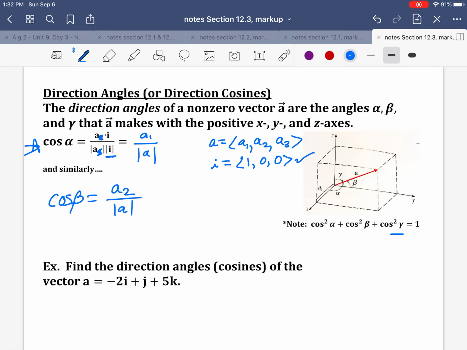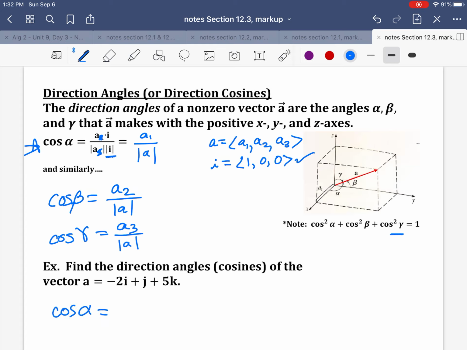Similarly, if we want the other angles, cosine of beta would end up being A2 over the magnitude of A again, and then cosine of gamma is going to be A3 over the magnitude of A.